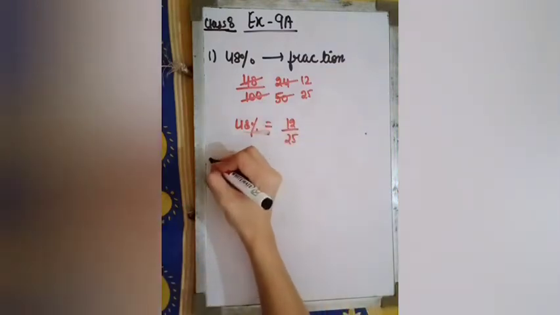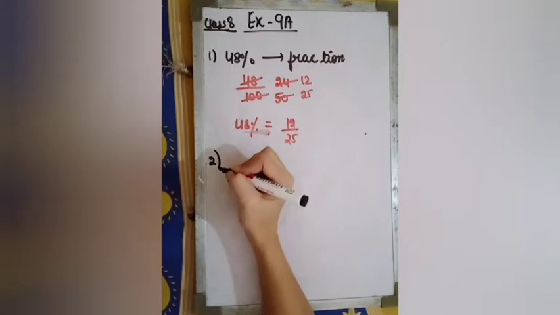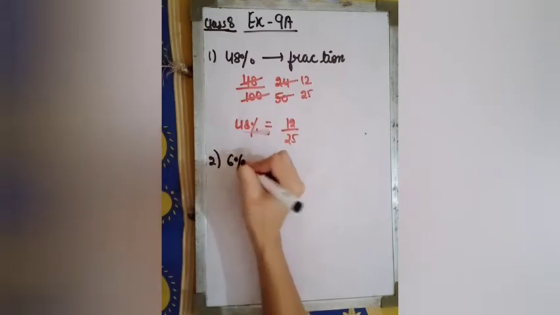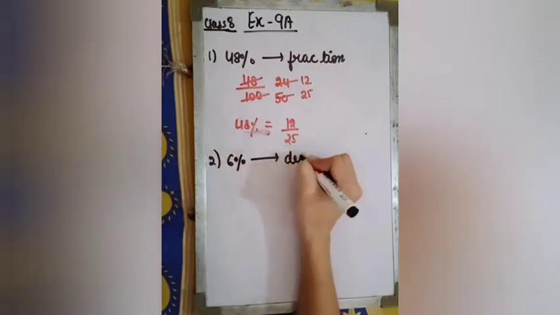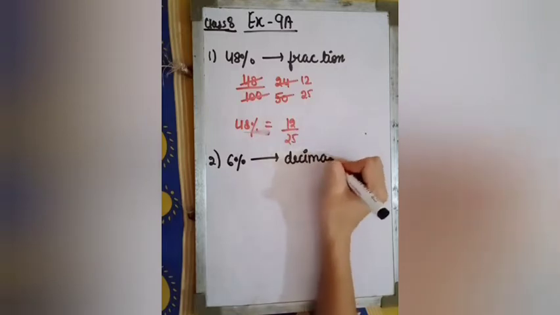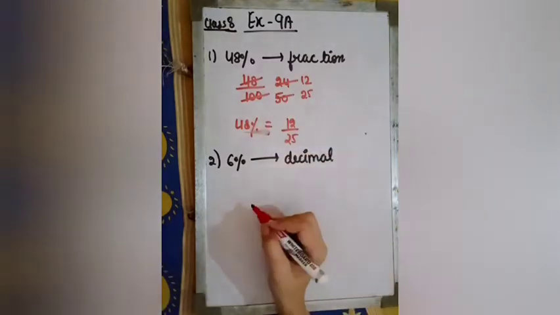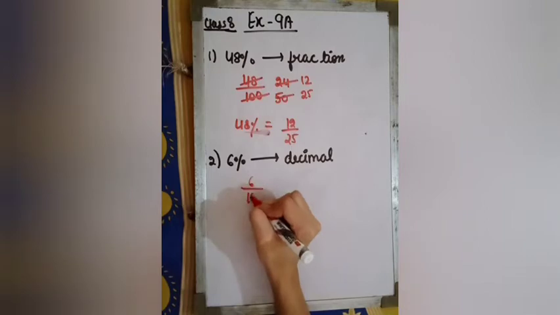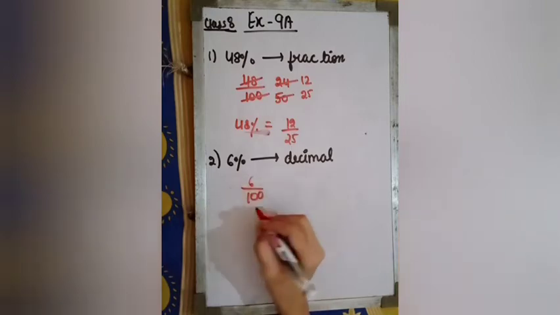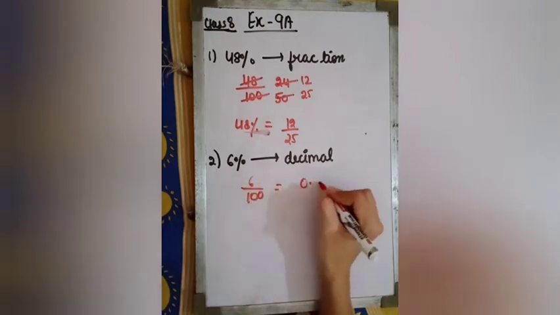Look at question number 2. They are saying express the percent into the decimal. Now we have to express this percent sign in decimal. So first remove the percent sign. Okay. Now write this in fraction form. It will be 0.06.